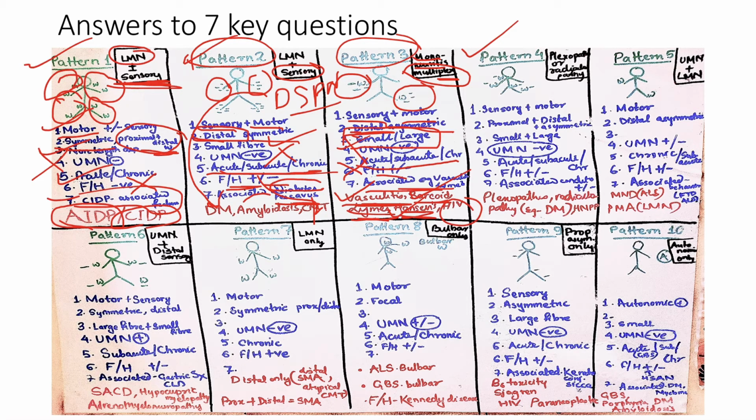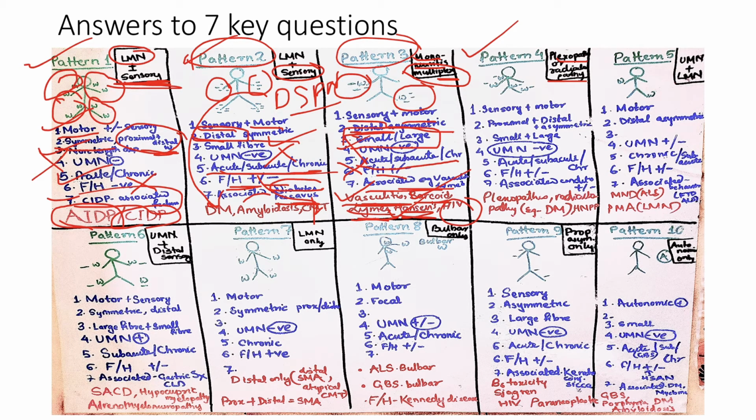Then coming to the next pattern, pattern 4, which is a plexopathy or radiculopathy. So what is this plexopathy or radiculopathy? Plexus, that's the brachial plexus, the lumbosacral plexus. You have different plexuses. Whenever the nerve roots emerge, before becoming the peripheral nerves, they join to form some plexuses, right? So either a plexus or a radicle may be affected. That is what is known as a plexopathy.